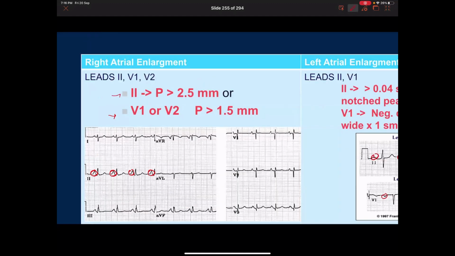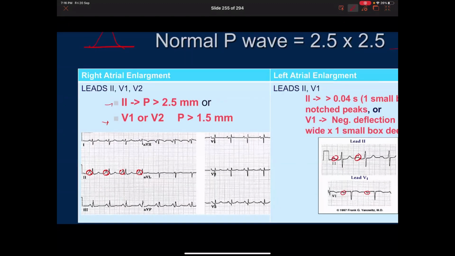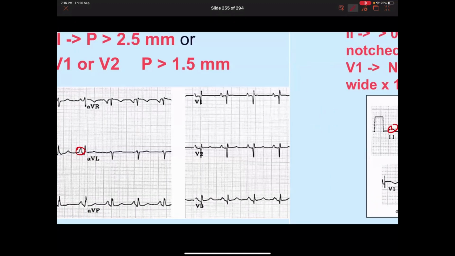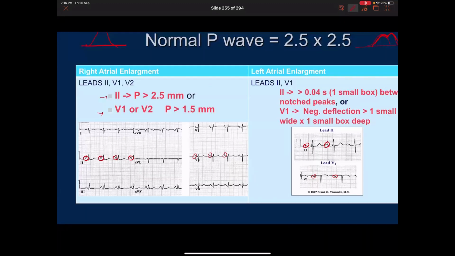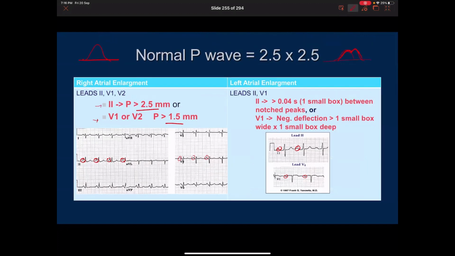That's the first sign. Second sign, on V1 or V2, you also see an enlarged P wave. So very easy: basically, in right atrial enlargement, you see enlarged P waves. This is the criteria: more than 2.5 boxes in lead 2, more than 1.5 boxes in V1 or V2. In left atrial enlargement, you see the M or the negative deflection on V1.